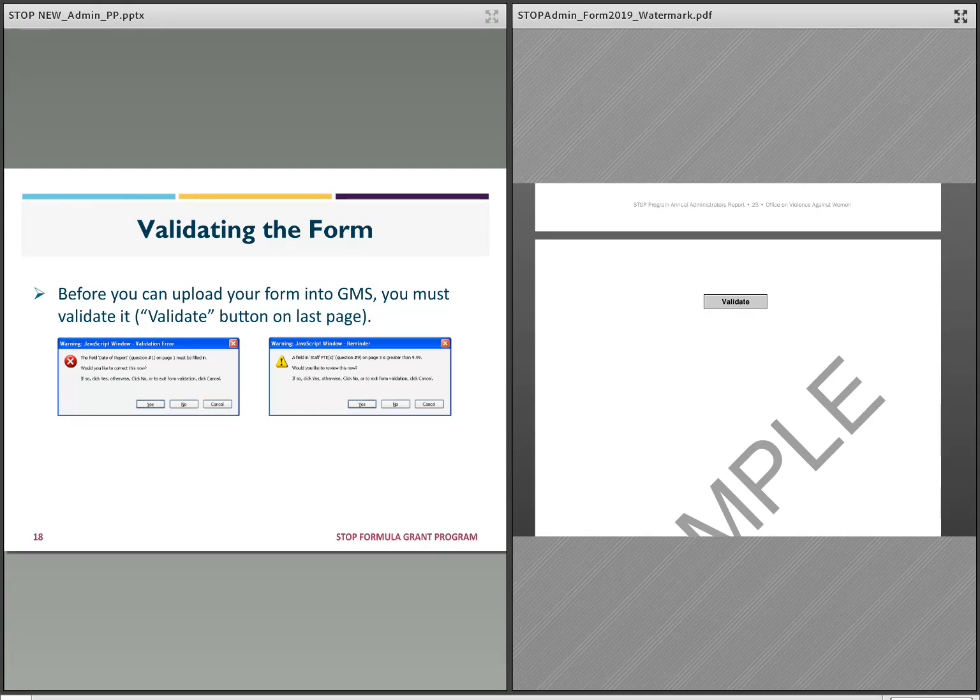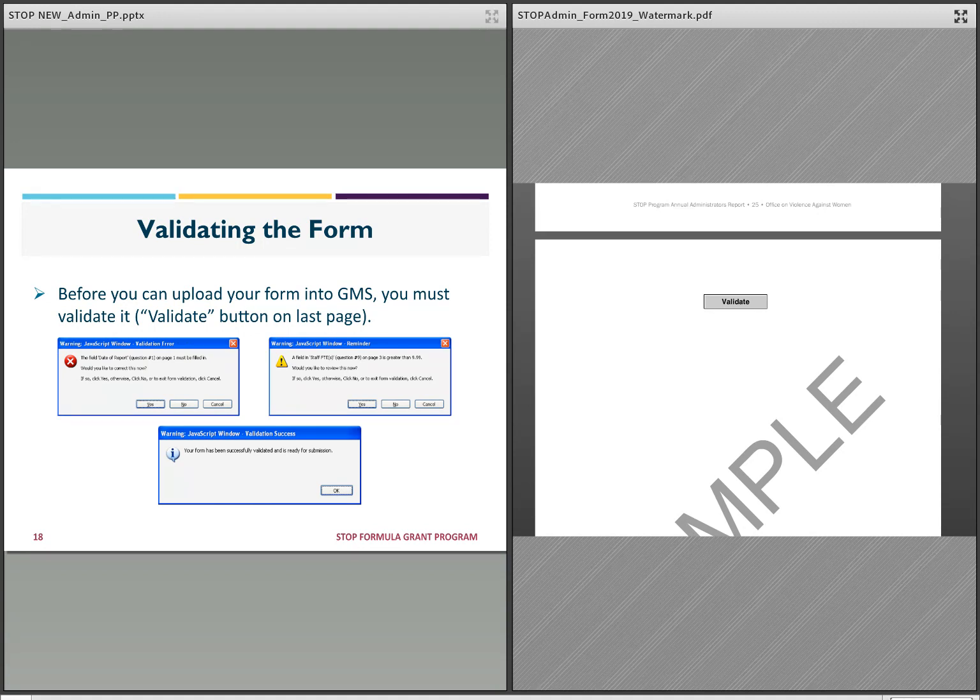You might also get yellow exclamation point warnings. If you get one of these yellow triangles with an exclamation point, you can still submit your form with this type of error, but it's flagging something that it thinks might have been reported in error. So it's worth going and looking at that section to make sure that the data is reported the way you want it to be.